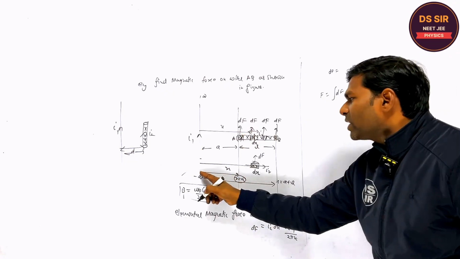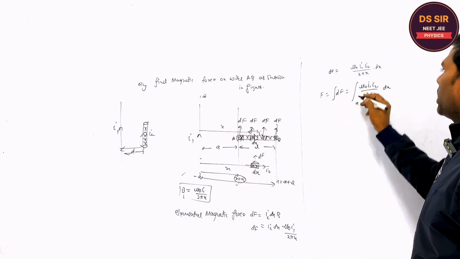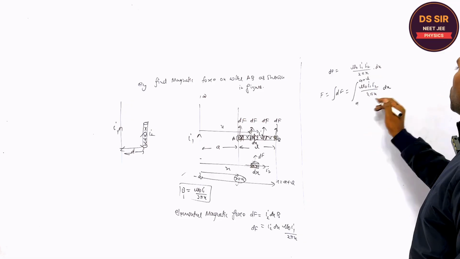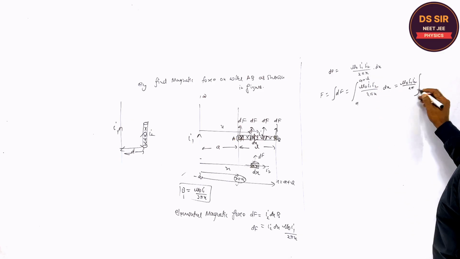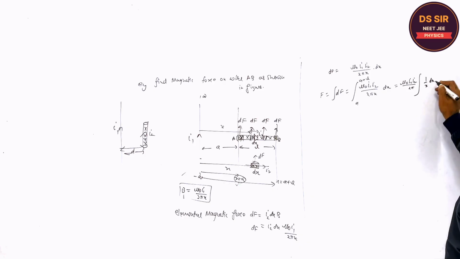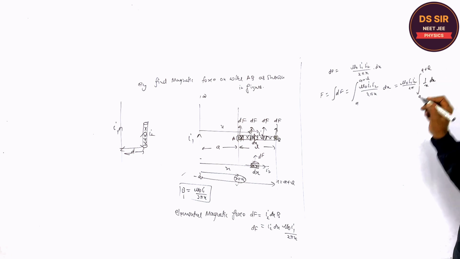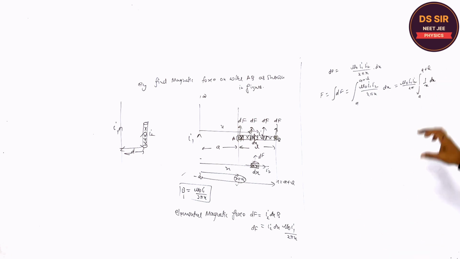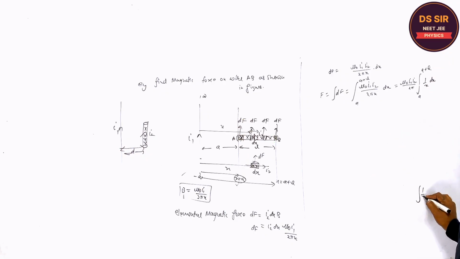And what is the value of x? It goes from a to a plus n. So the constant terms come out of the integration. Only 1 upon x dx remains there, from a to a plus n. Is it clear? What is the integration of 1 by x? Very good, it is ln x.